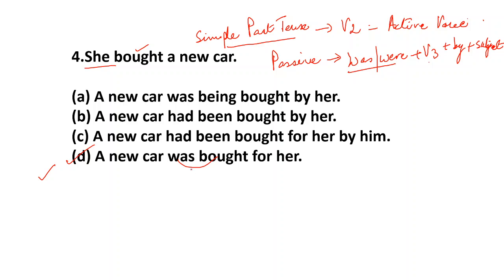One minute, students. A new car was bought. Sorry, it should be by her. I'm very sorry. A new car was bought by her. This is the correct option. But this cannot be: A new car was being bought by her. Then the sentence should have been in past continuous tense. This is simple past tense. Therefore, D will be correct. That is, there will be only was, were, plus V3, and then by her. A new car was bought by her.